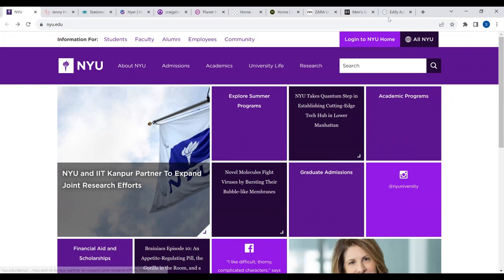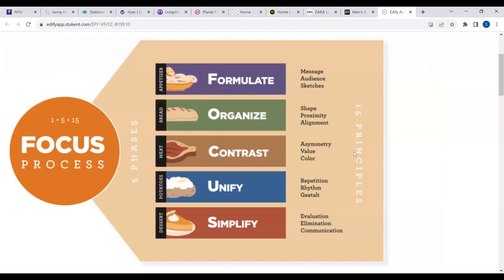But those are my examples of the principles that I chose from the 5 phases.